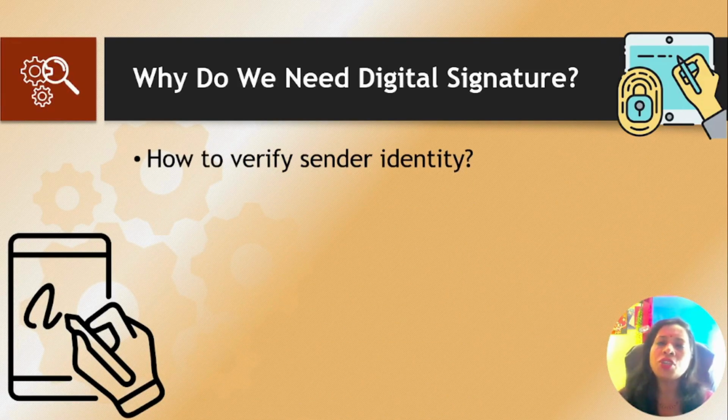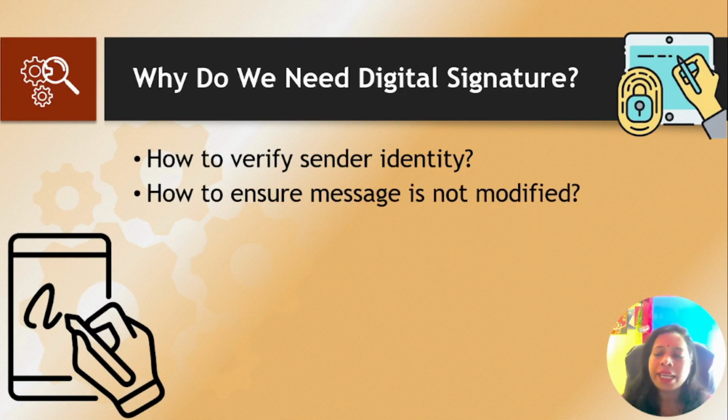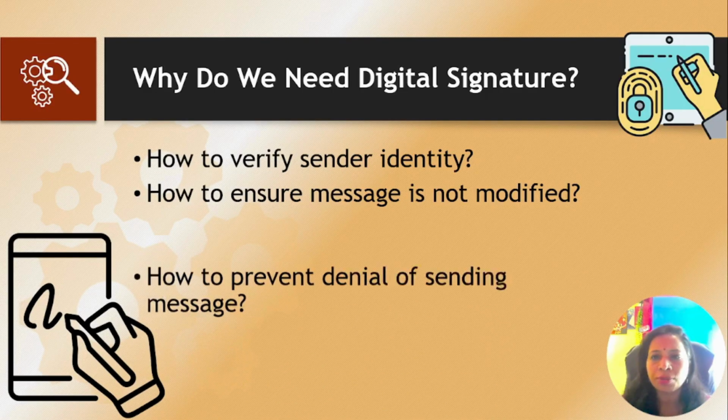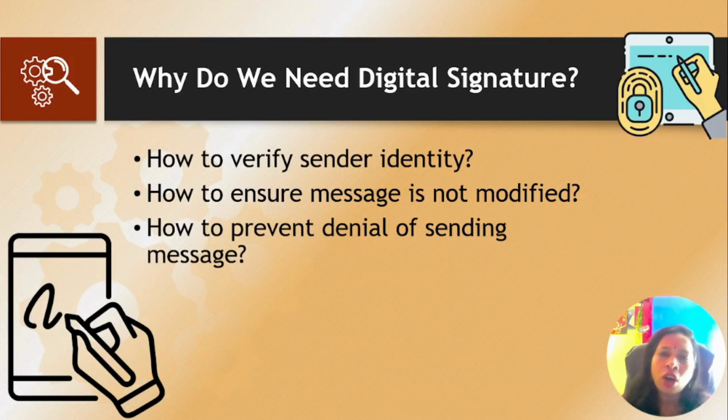When communication happens over the internet, three major security issues arise. The first one is authentication, meaning how does the receiver know who actually sent the message. The second is integrity, meaning how can the receiver ensure that the message was not modified during transmission. And the third one is non-repudiation, meaning how do we prevent the sender from denying later that they sent the message.